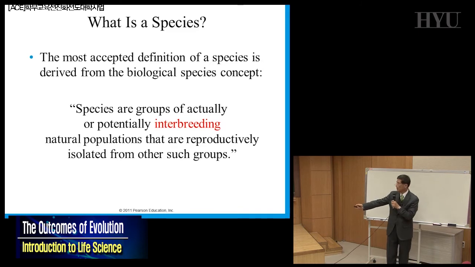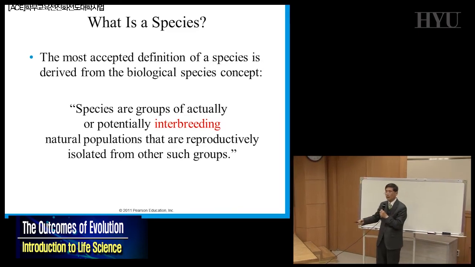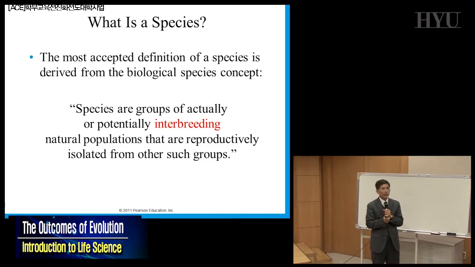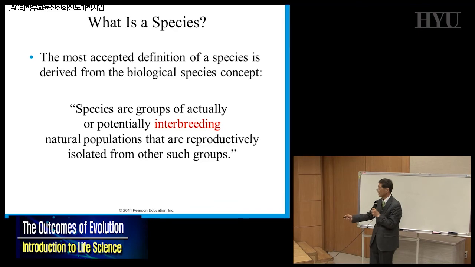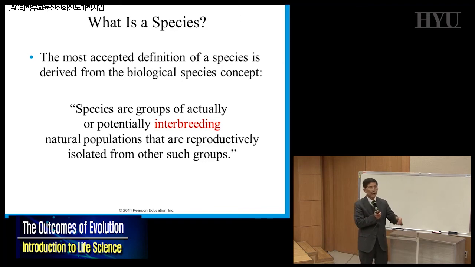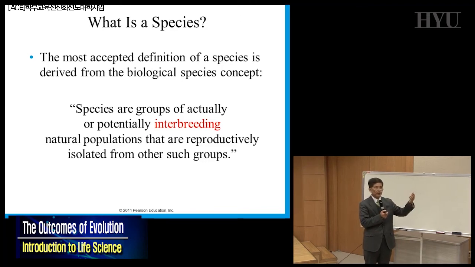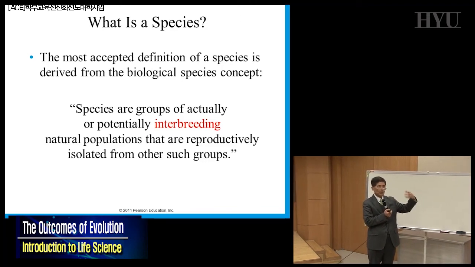Species are a group of actually or potentially interbreeding natural populations that are reproductively isolated from other such groups. This is the keyword, interbreeding. In other words, if you can marry or whatever, and you can have children, they're one species.